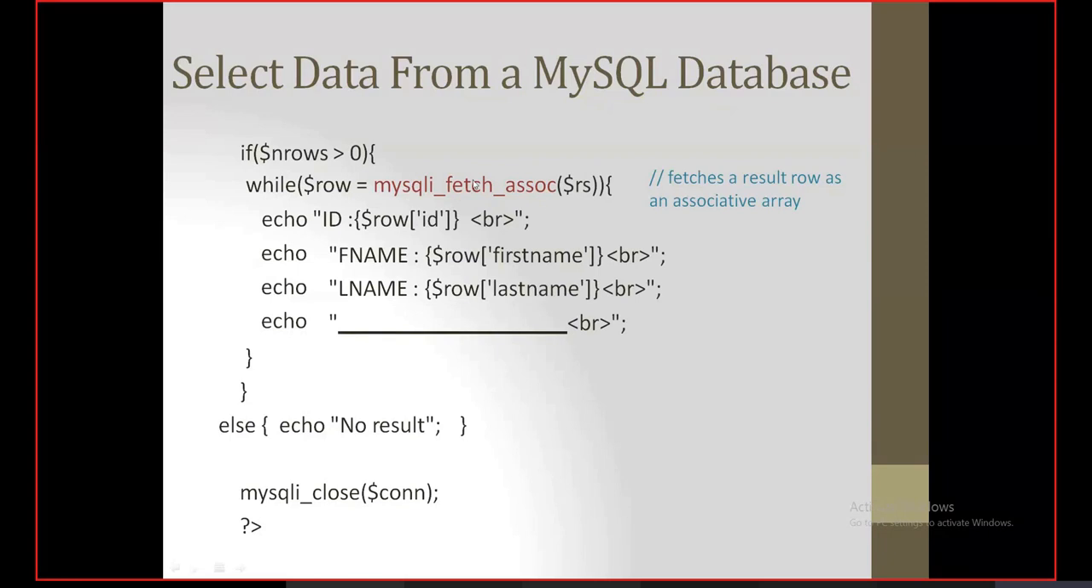So remember this function, this is very important: how the records from the result set are accessed one at a time. They are accessed in the form of an associative array. Okay, fine. Finally, if there were no records present, we are printing no results, and we are closing the connection object.